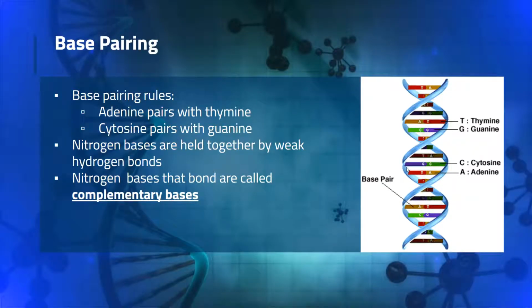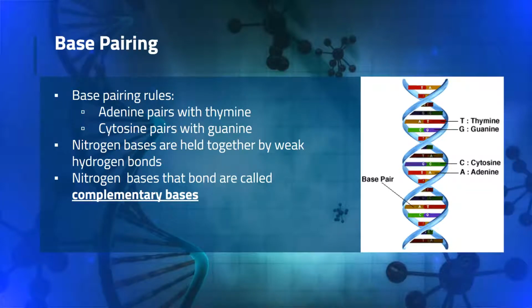Let's talk more about those base pairing rules. If you think back to the beginning of this presentation, we talked about Erwin Chargaff, and he was the scientist that came up with our base pairing rules. What that means is that the nitrogen base adenine always pairs up with the nitrogen base thymine. A always pairs with T in DNA, and then cytosine always pairs with guanine.